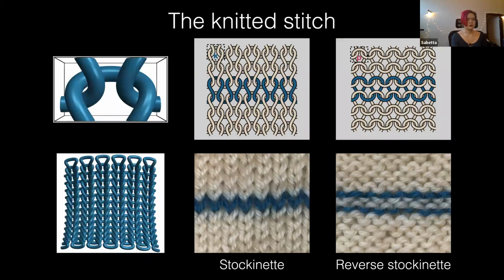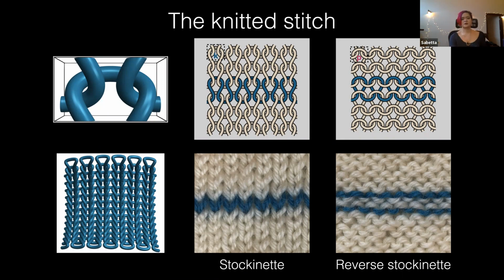So this is something you might think of as a unit cell for the knitted stitch. And I've got basically a whole fabric here that's made out of repeated knit stitches. And this fabric we call stockinette if you're a hand knitter. So stockinette comes from stocking. So it's the same fabric that you get in stockings.